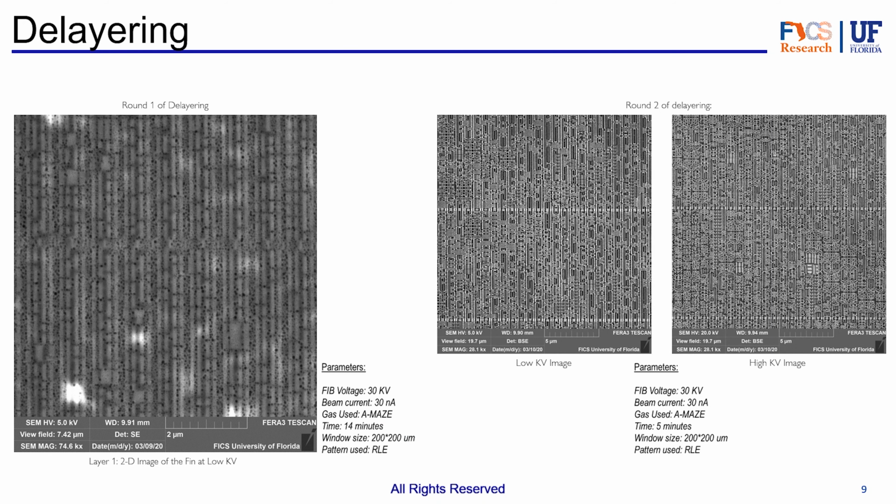Now with the SEM, we're able to go through certain layers in our sample. Here we have three images, and all three images have very similar parameters. However, on the left side, we have an image after 14 minutes of delayering. On the right side, we have two images that vary in kilovolts. So a 1 kilovolt image and another one was a high kilovolt image, and these images are produced after 5 minutes.